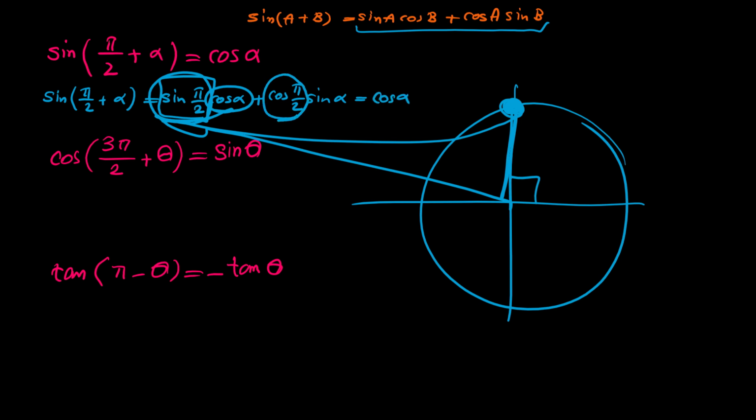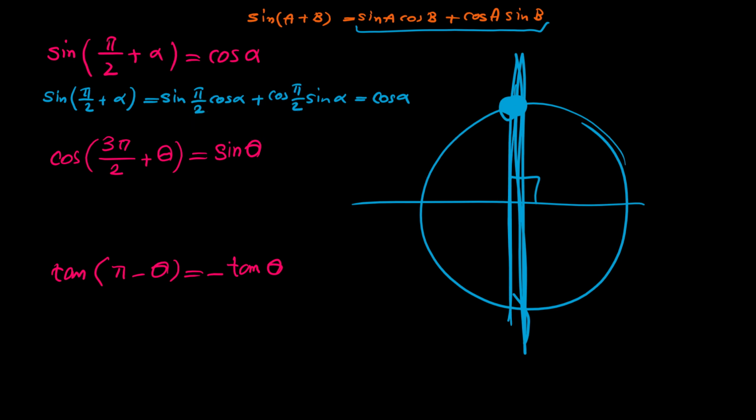What is cosine of pi over 2? Cosine is the x value. What is x coordinate of this point? What is x value of this point? 0, because it is on the y-axis. So this is 0. And this is the end of the proof.